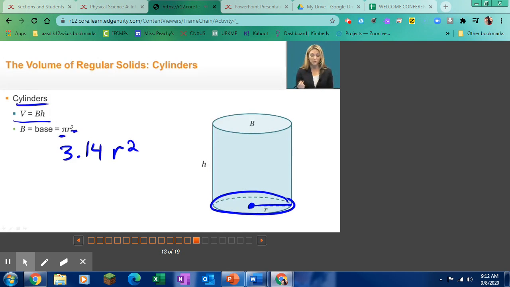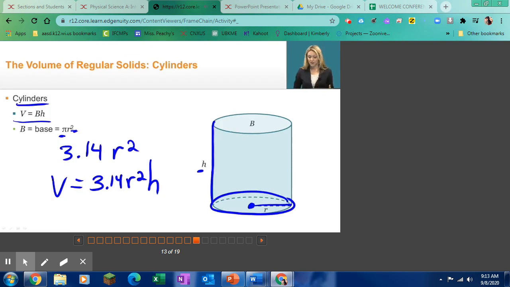So in order to find volume for a cylinder, volume is base, which is pi 3.14 times radius squared, then times height. And our height is found right over here from top to bottom. So cylinders have a pretty simple formula. Volume equals base times height.